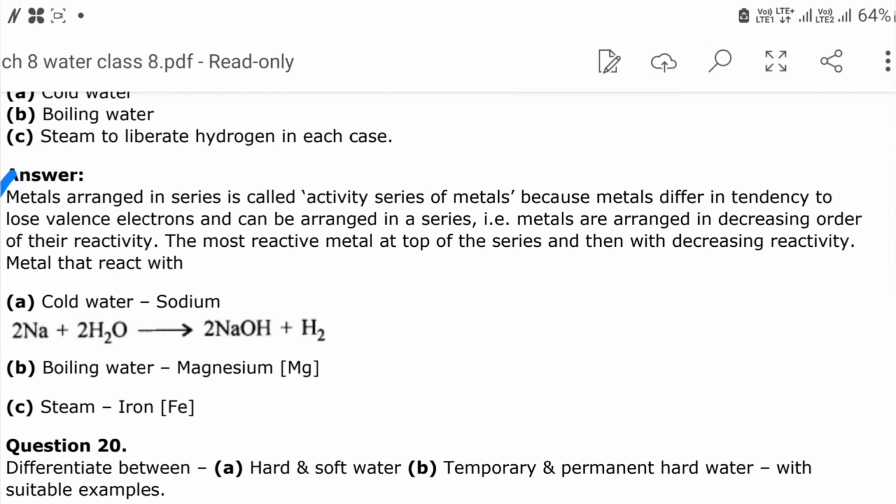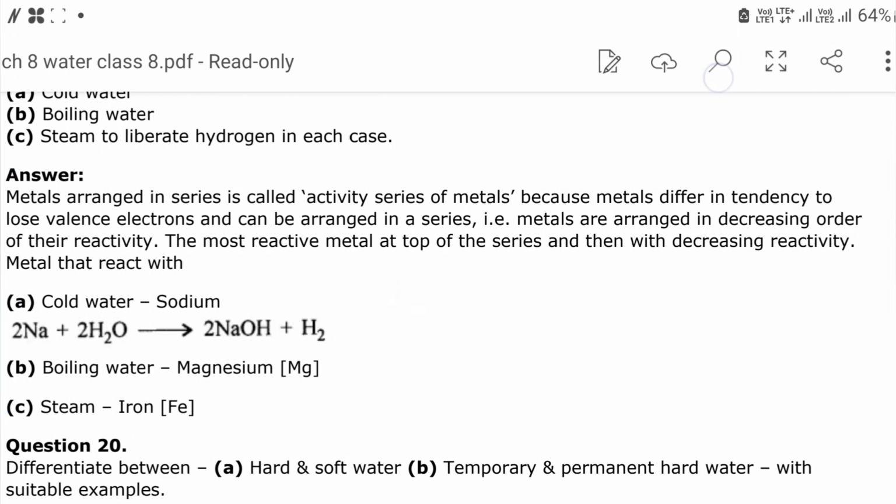In the reactivity series, these metals are arranged in decreasing order of their reactivity, and very few elements are in your book. On top in your book, that is sodium. I will share the reactivity series separately also. So the metals which can react with cold water are sodium and potassium, which are very reactive. The metals which react with boiling water are magnesium, aluminium, etc. And with steam, they are iron, zinc, etc.